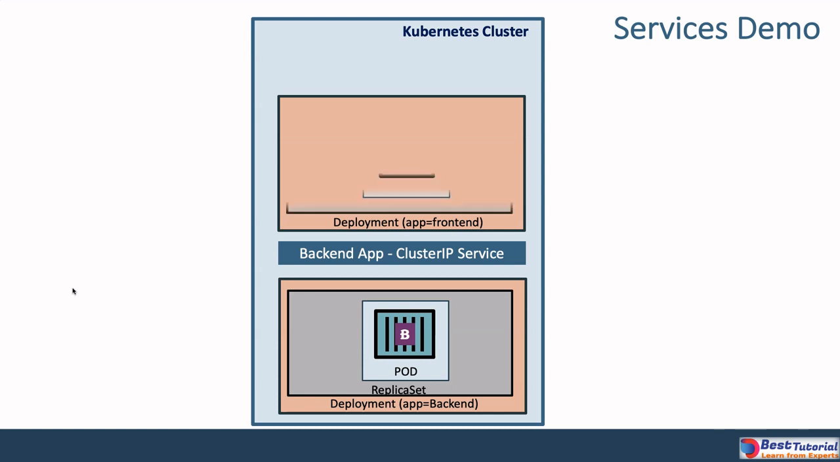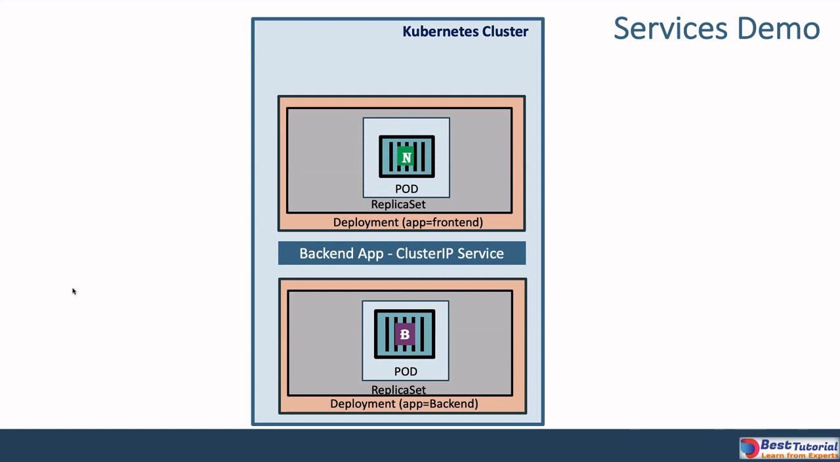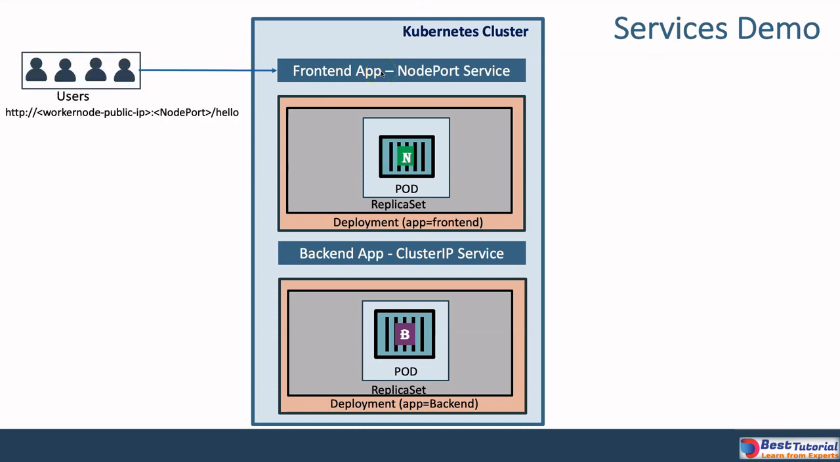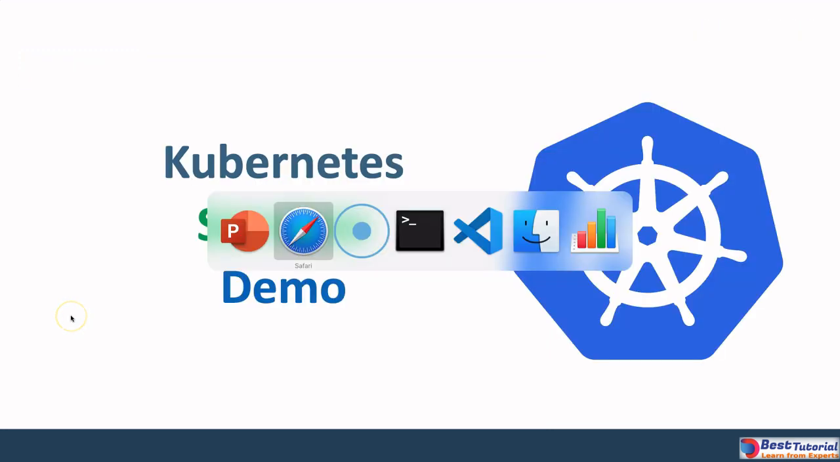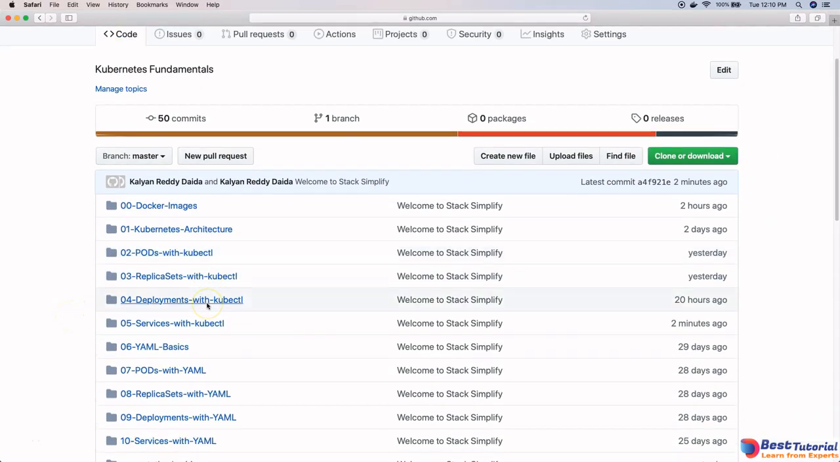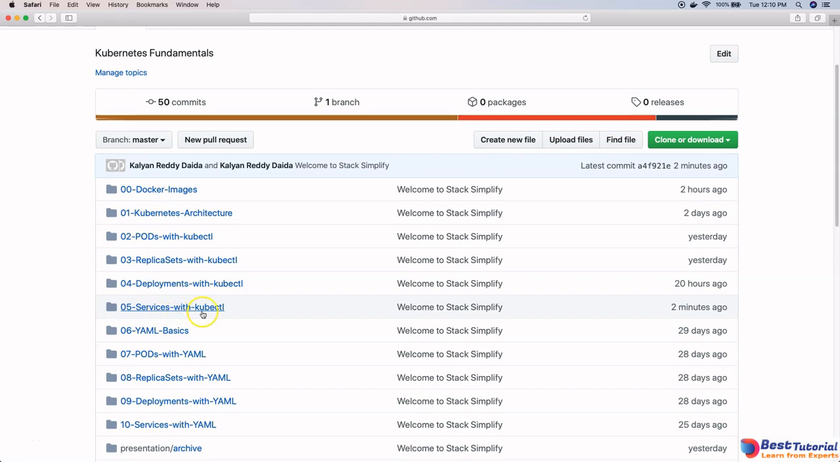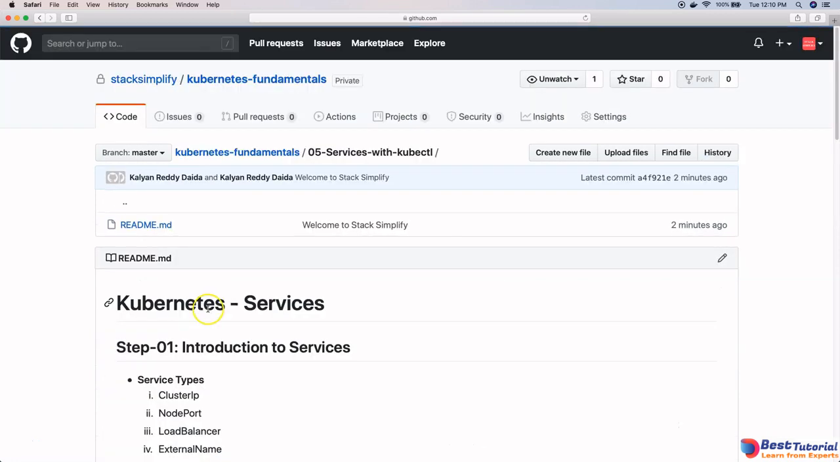So in front end, we are going to create a Nginx pod, and in that Nginx pod, we will have a proxy to this respective cluster IP service of backend, which is nothing but my backend service. Now, for the users to access our application, we will also deploy the front end app NodePort service so that users will be able to access it. So let's go to our GitHub repo and we'll go to our 05 services with kubectl, right?